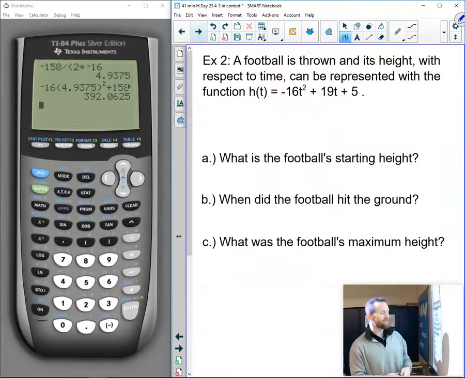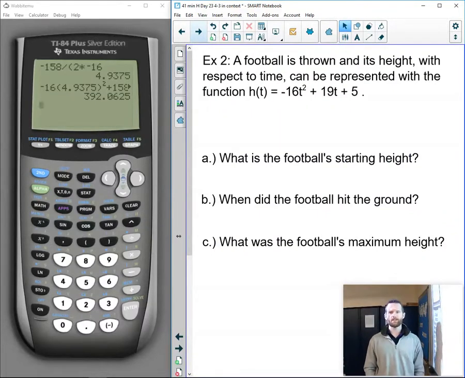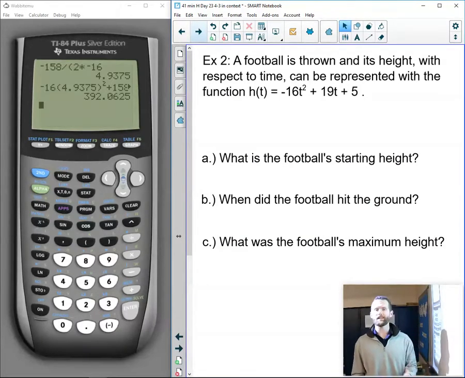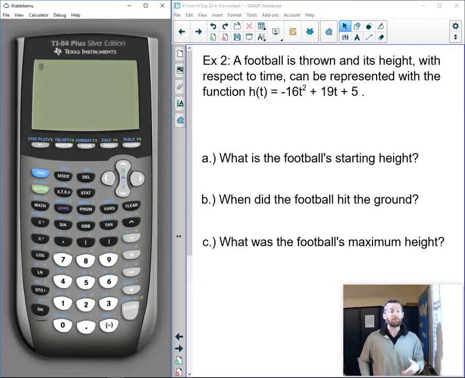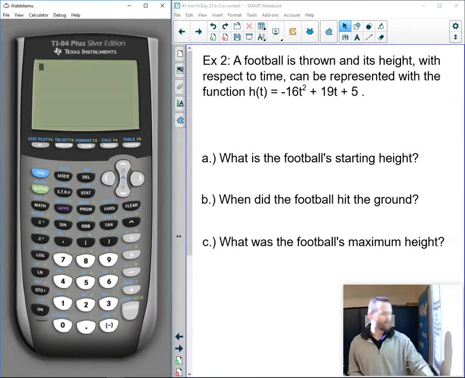Let's take a look at example 2. It says the football is thrown and its height with respect to time can be represented with the function h of t equals negative 16t squared plus 19t plus 5. And it does not say we can't use a graphing calculator. So that means we're going to be allowed to use our y equals function. So that's going to make this problem hopefully a lot quicker than the last one we did.